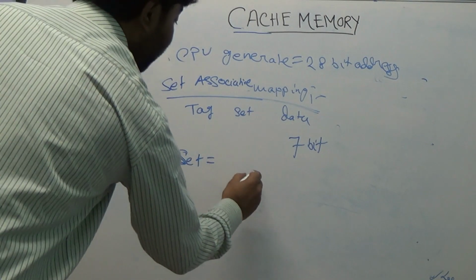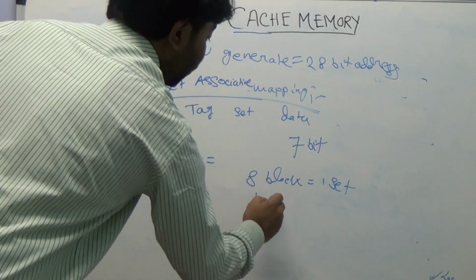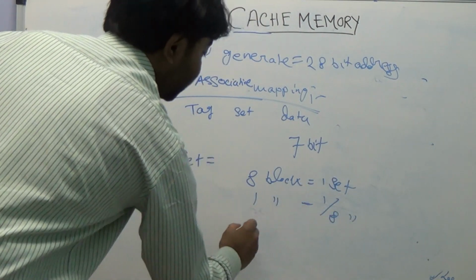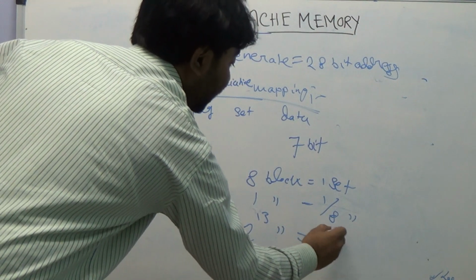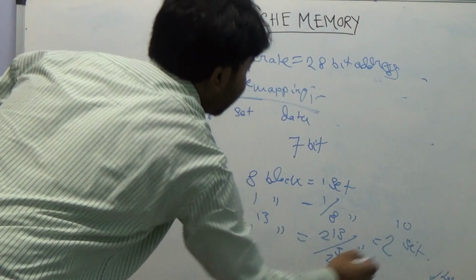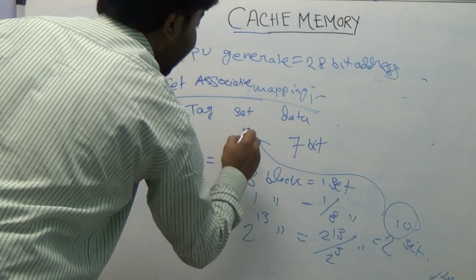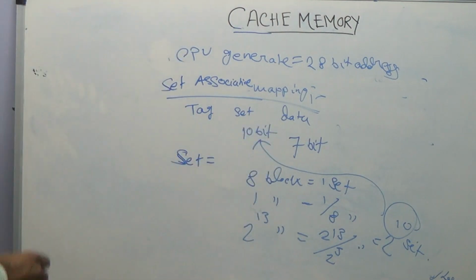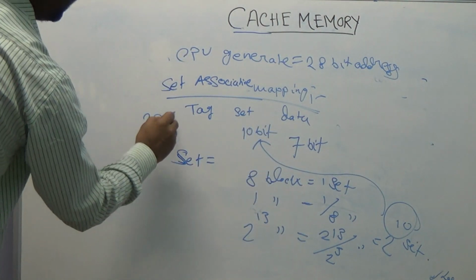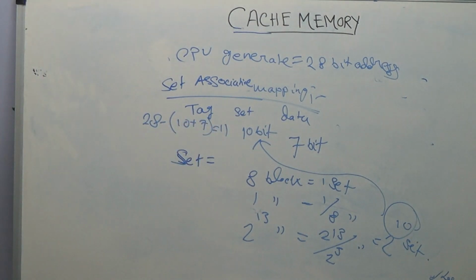From the given problem, we know that 8 blocks equal to 1 set, 1 block equal to 1 by 8 set. So there are 2 to the power 13 blocks, so 2 to the power 13 by 2 to the power 3, that means 2 to the power 10 sets are present in the cache memory. So from 2 to the power 10 we get the value 10 bits. So the remaining will be 28 minus 10 plus 7, that equal to 11. So we get the value of 11 bits that is used as tag field.